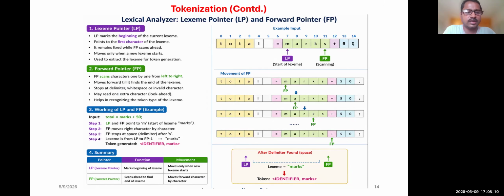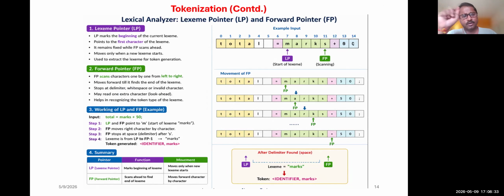What is the corresponding token type? You tell me what marks is. You have entered a variable marks. That variable is not predefined. It is user defined, so it is an identifier. In this way, both the lexeme pointer as well as the forward pointer work and perform tokenization. Now another question is coming.